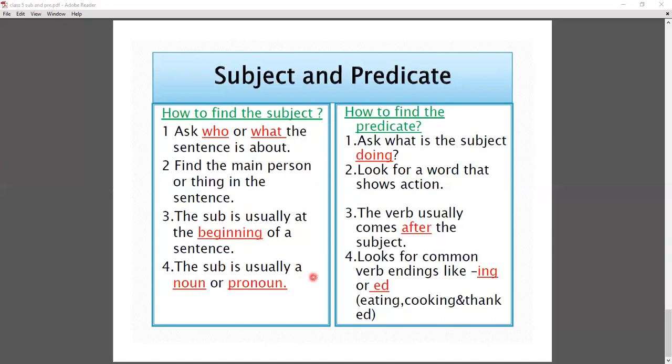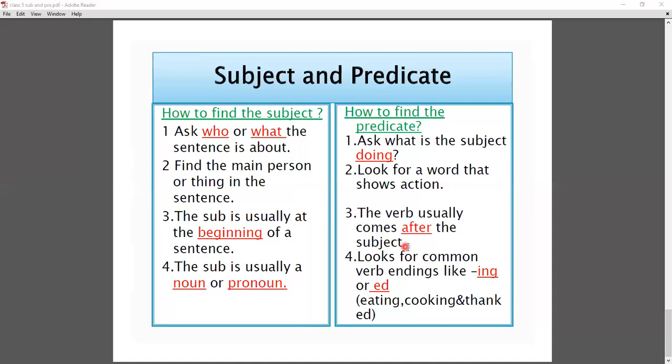Number 4, the subject is usually a noun or pronoun. जो भी हमारा subject होता है usually noun होता है या pronoun होता है. Okay, students, what is a noun? A noun is the name of a person or thing. What is a pronoun? Pronoun, हम जब noun की जगह use करते हैं, हम noun को रिपीट नहीं करते. जैसे Ram is a boy and in the next sentence Ram eats banana. So we don't use Ram here. We don't repeat the noun again and again. In the second sentence, we use he. Ram की जगह हम he use करेंगे.